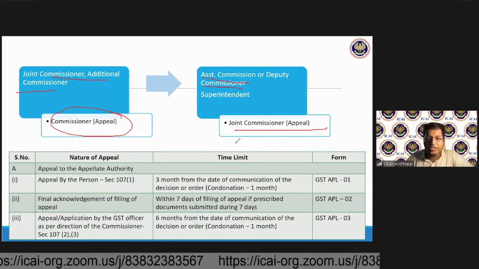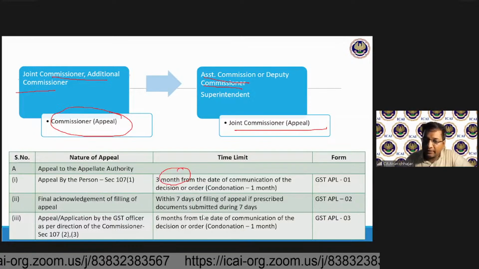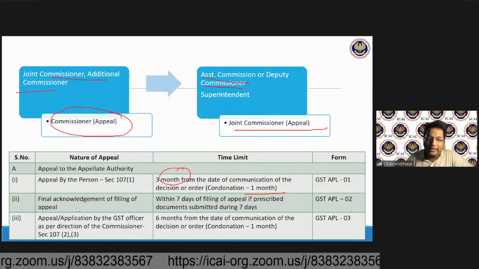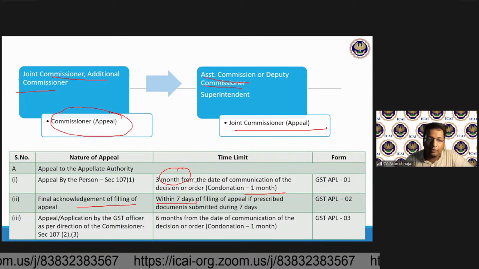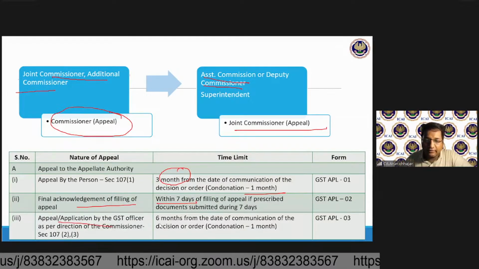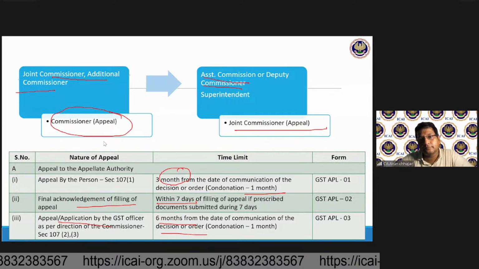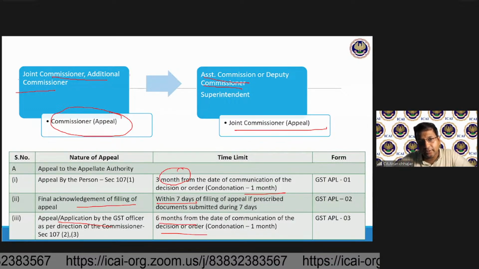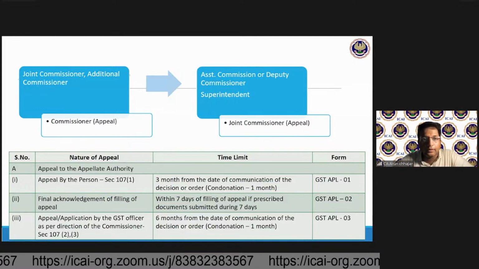First appeal has to be made within 3 months from the date of the decision. Condonation can be 1 month, and final acknowledgement within 7 days, on submission of the prescribed documents. The appeal application must be within 6 months from the date of the communication of the decision. Counterparty means the government can also make the appeal within 6 months from the date of the order.